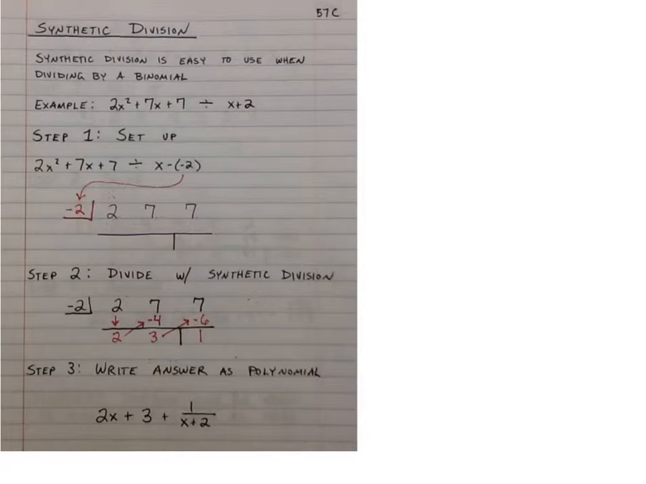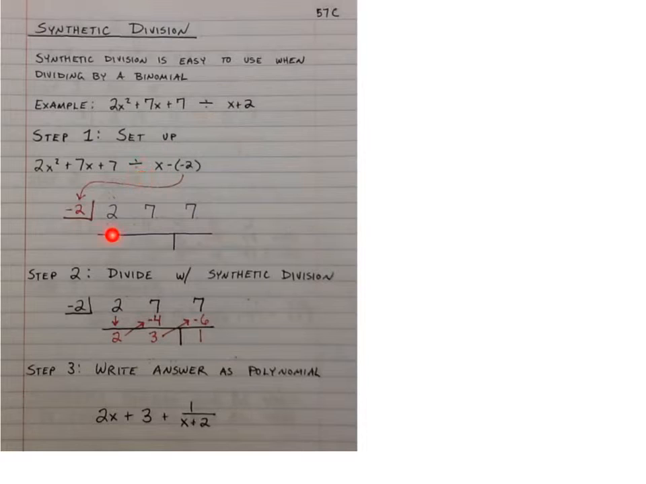So we were tackling the problem of 2x squared plus 7x plus 7 divided by x plus 2. And what we want to do is, step 1, set it up using synthetic division. So x plus 2 is really x minus negative 2. And what we'll do is we'll draw a box with negative 2 in it. The next part of synthetic setup is to write the coefficients. So we have 2, 7, 7. It's pulled from the dividend.